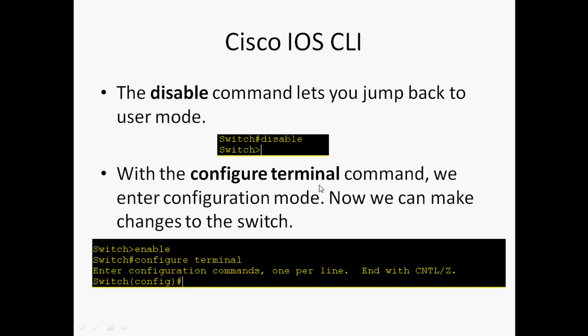With the configure terminal command, we can enter the configuration mode. Now we can make changes to the switch. So let's go to global mode. In privilege mode, I have to give the command configure terminal. Once I give configure terminal, the switch will enter into global mode. Here we can see switch config hash.